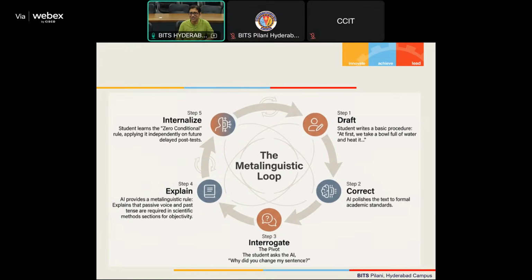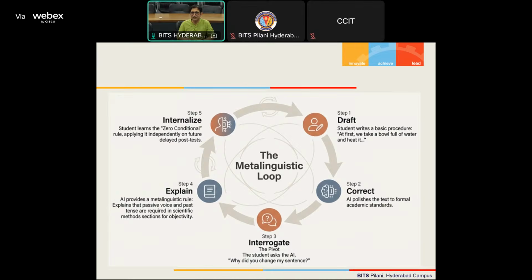Then it explains that passive voice and past tense are required in scientific methods sections for objectivity. That's common across a lot of disciplines. So you use passive voice and past tense because this is how people write in science and engineering. Most disciplines, when they write the methods of data collection, or how they do analysis, write in past tense, like "was done" and "was moved", and use passive voice.